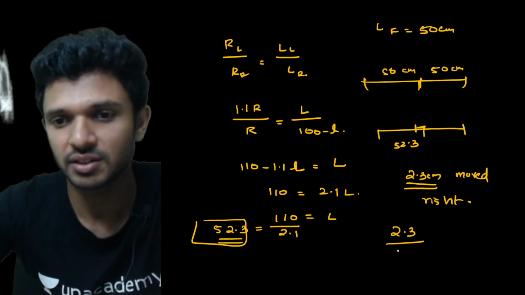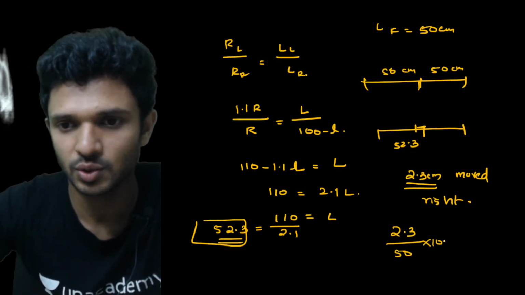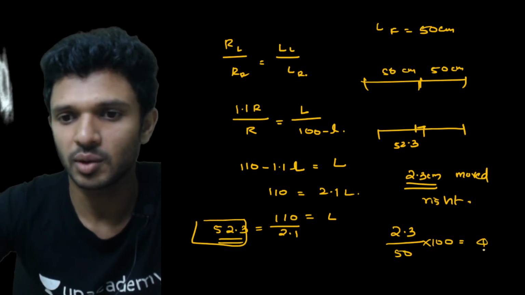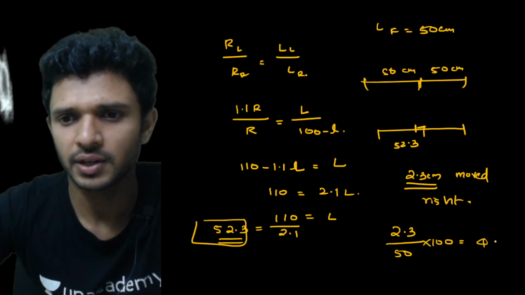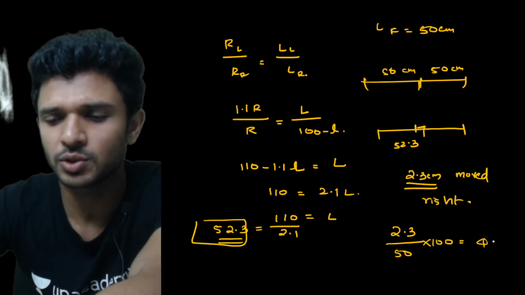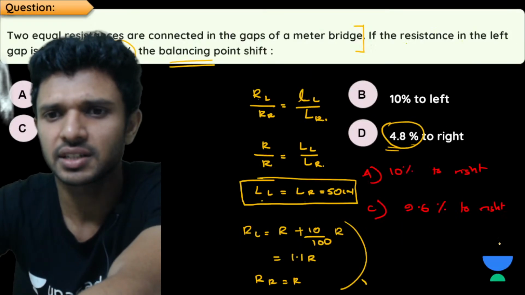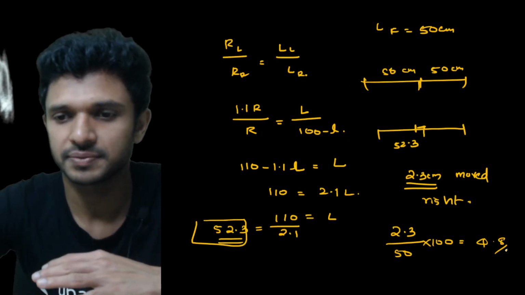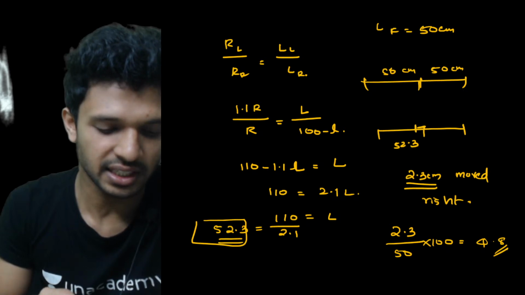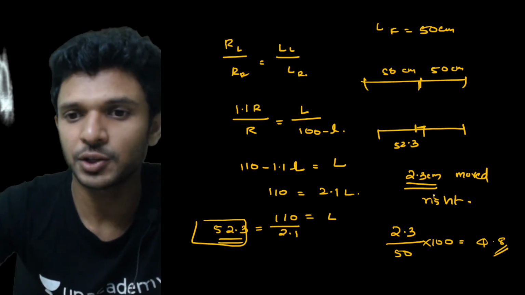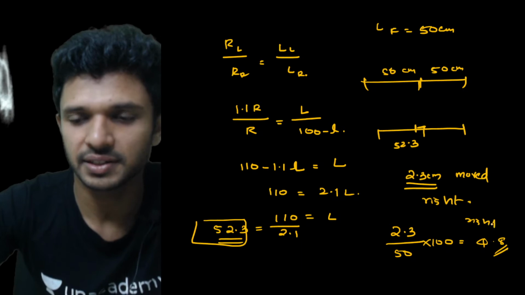2.3 moved divided by 50 into 100. So you'll be almost getting this as how much? You'll be getting it as almost 4.8 something, or 4.6 something. And to which direction? Towards right.